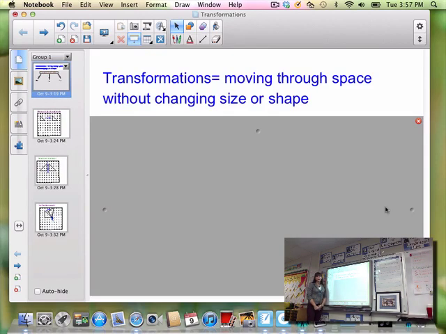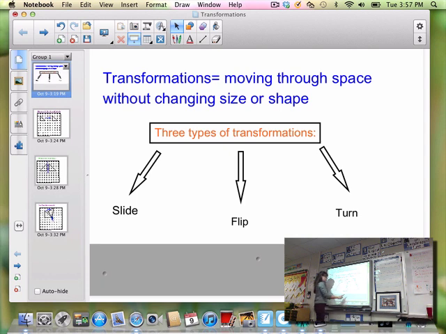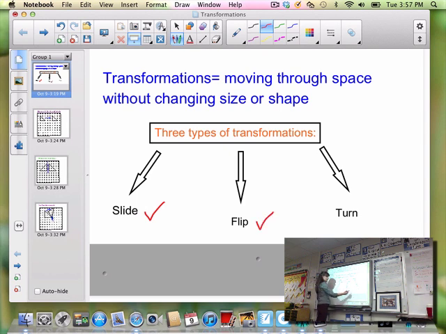We've been learning a lot about geometry and shapes, and we're going to take our understanding one step farther today in our learning of transformations. Transformations is the idea of moving an object through space without changing size or shape. The three types of transformations that we're going to learn about today are the slide, the flip, and the turn.